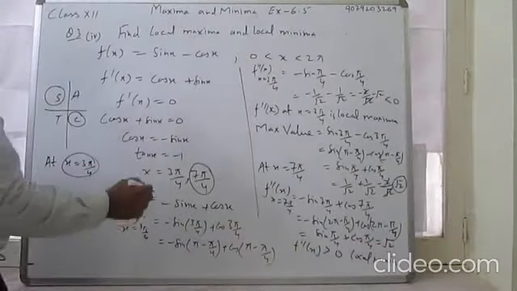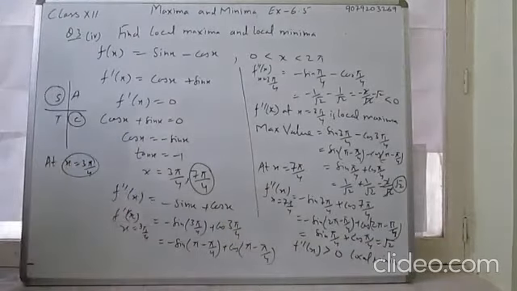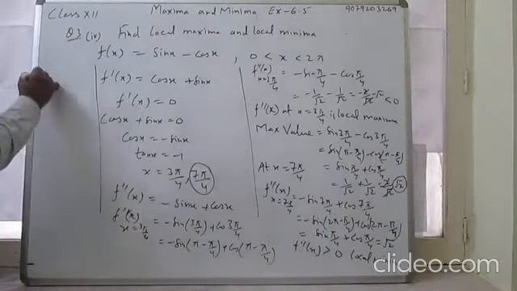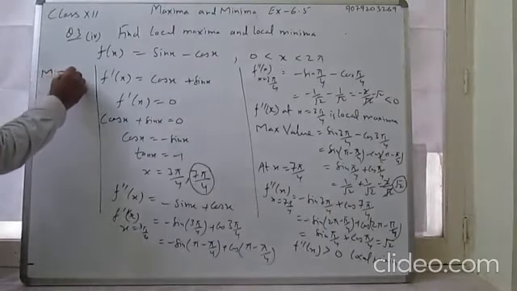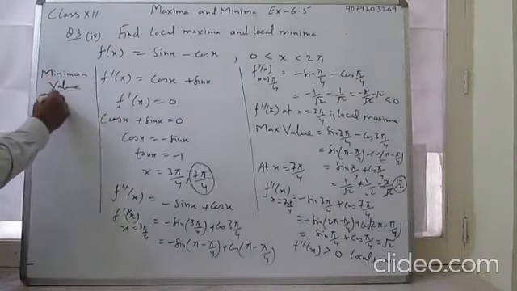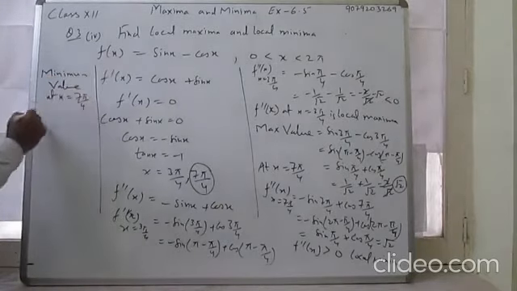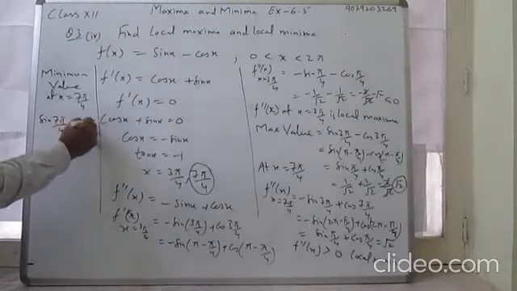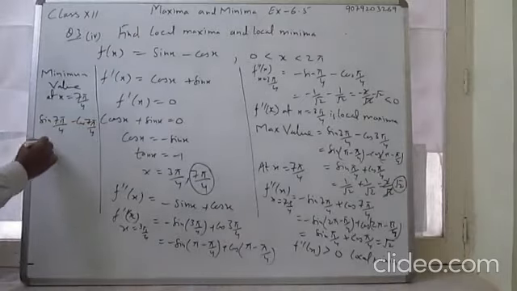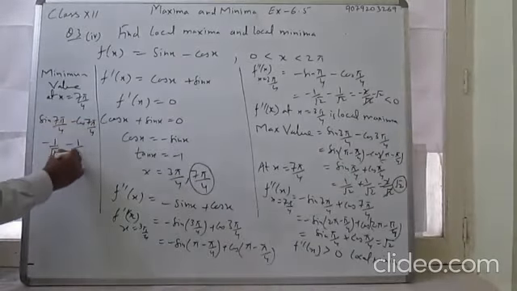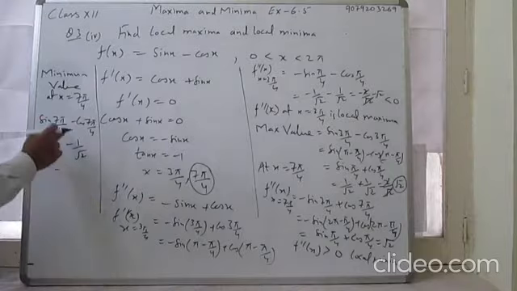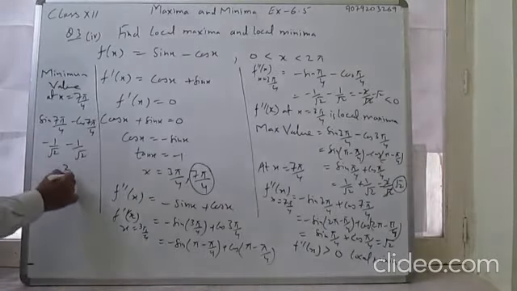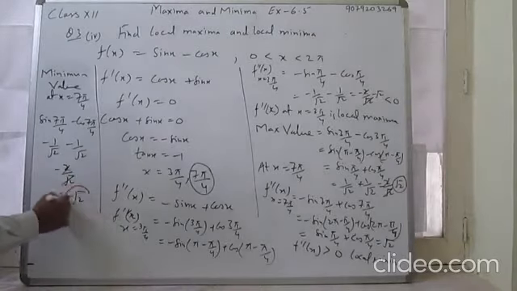So the minimum value, I can find it here. The value at x is equal to 7 pi by 4 is sin 7 pi by 4 minus cos 7 pi by 4. It comes minus 1 by root 2 and minus 1 by root 2, it is minus 1 by root 2 and minus 1 by root 2, it is minus 2 upon root 2, this will cancel out and it will come minus root 2.